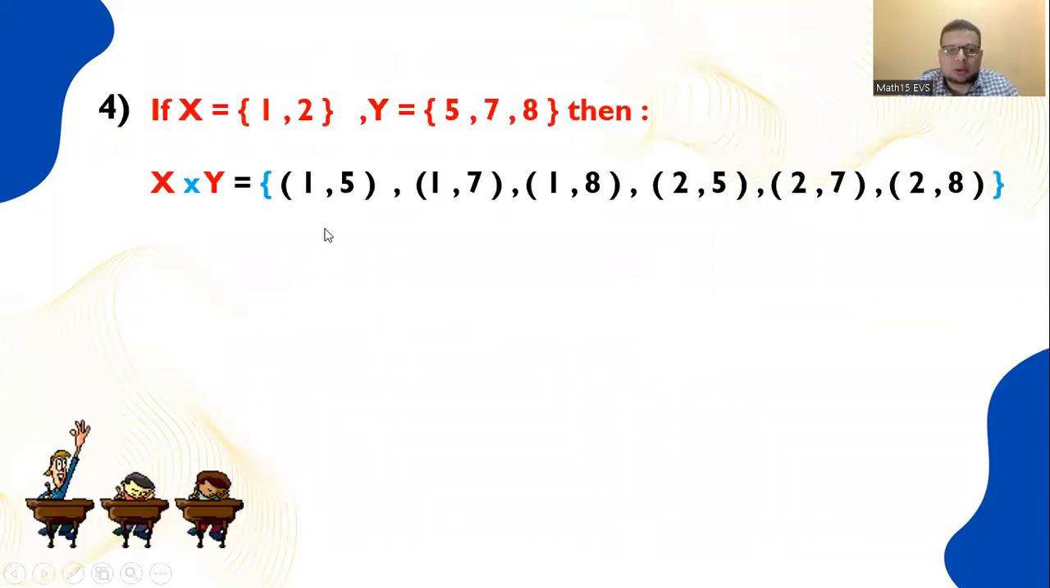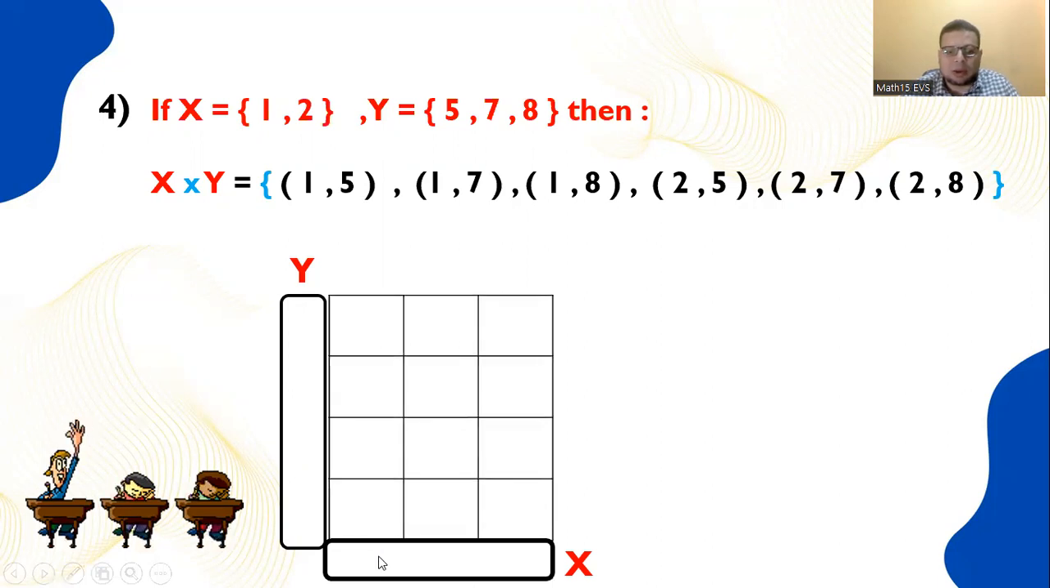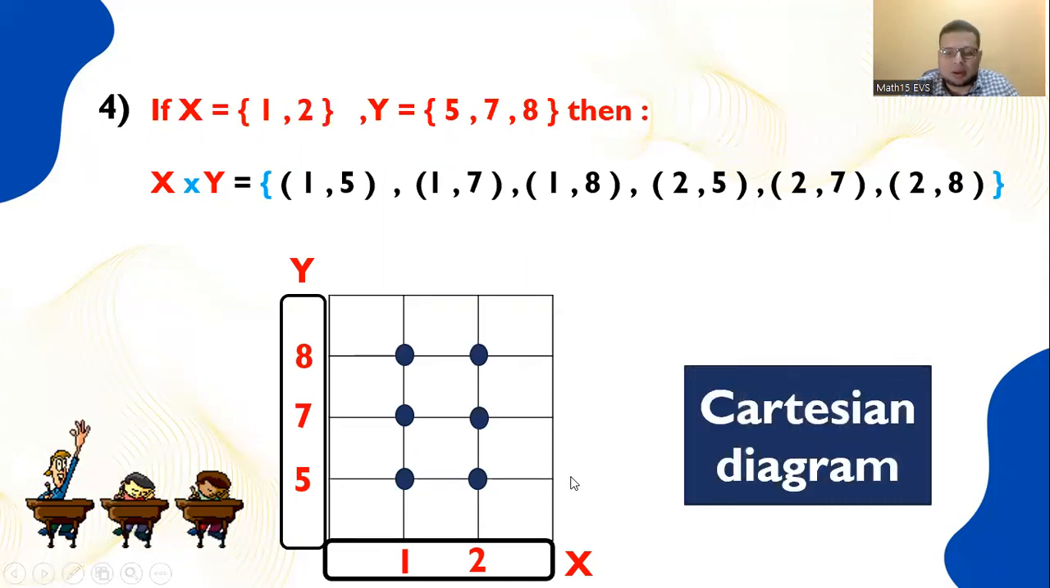If you need to draw this question by a Cartesian diagram, you will put the first set x on the horizontal line, and the vertical is the second set, the codomain. The first, horizontal, is the domain, and the second, vertical, is the codomain. Put the elements of x, 1 and 2, and the elements of y, 5, 7 and 8, and plot the points 1 and 5, 1 and 7, 1 and 8, and also 2 and 5, 2 and 7, 2 and 8. This is called the Cartesian diagram.